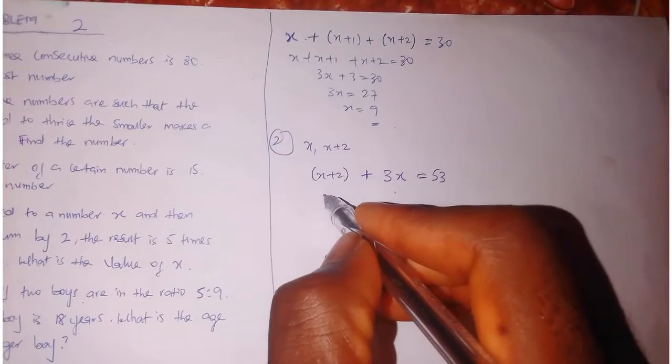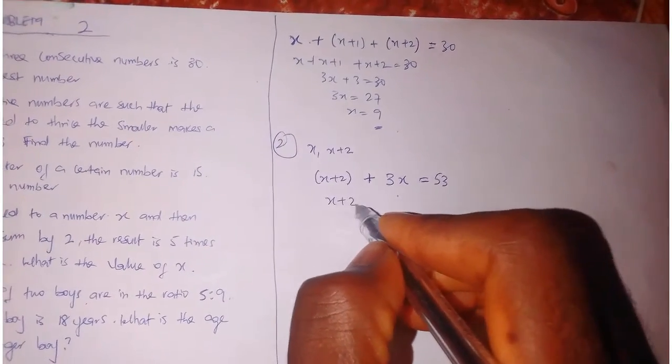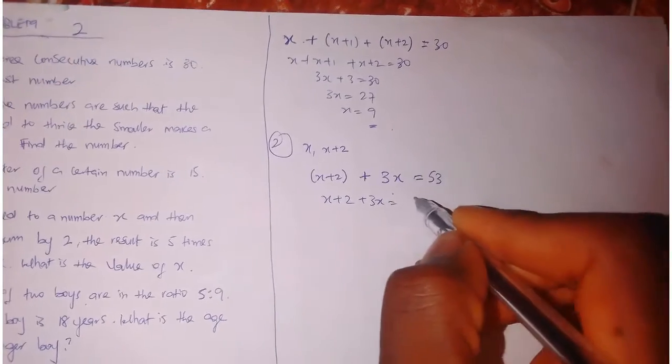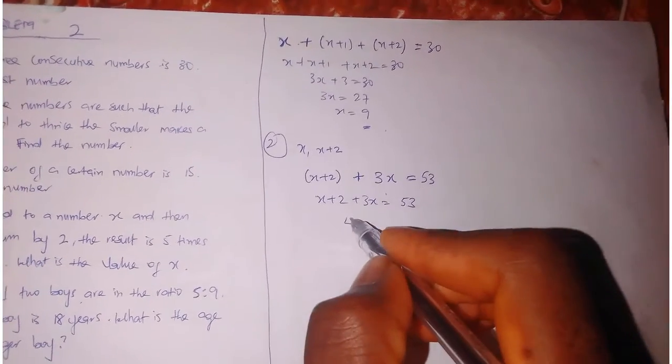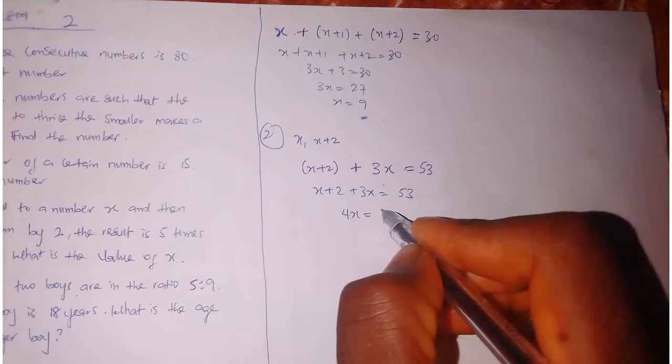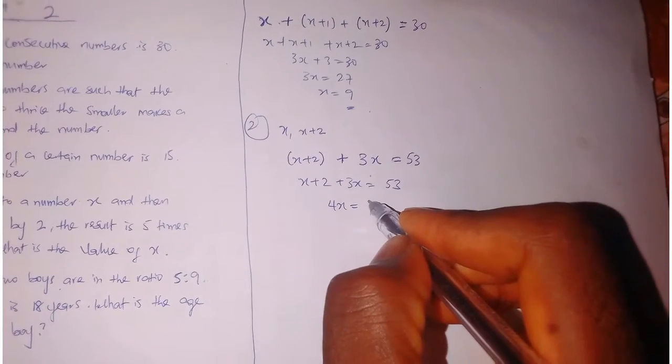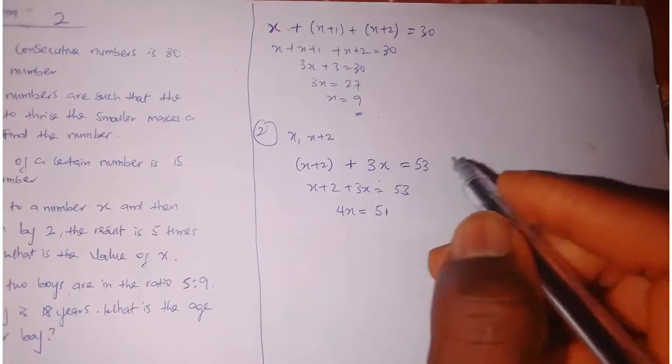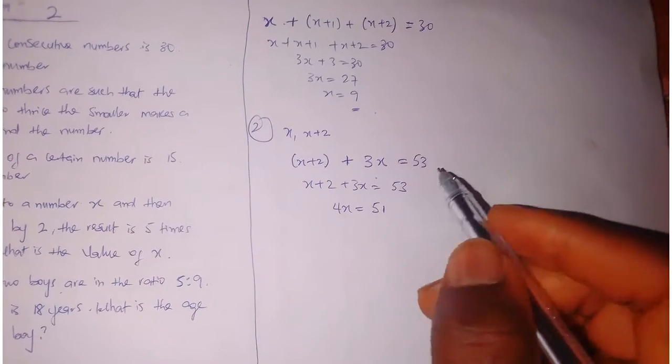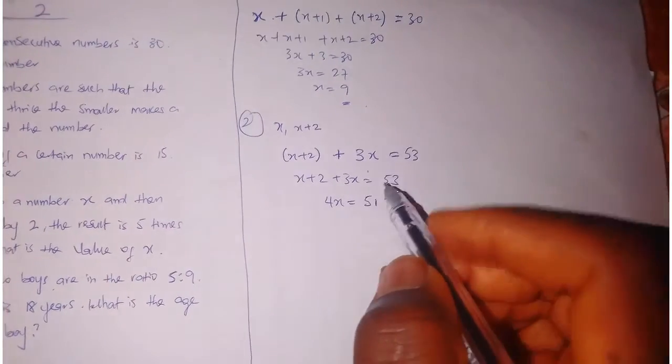Now in this case, what do we have? We're going to have it as x plus 2 plus 3x equals 53. This becomes 4x equals 51. Okay, so I'm going to have 4x equals 51.